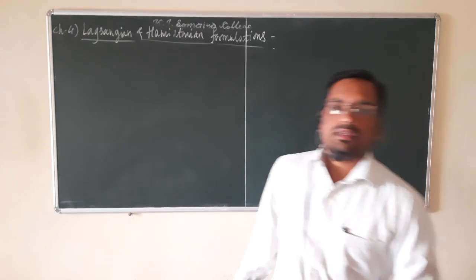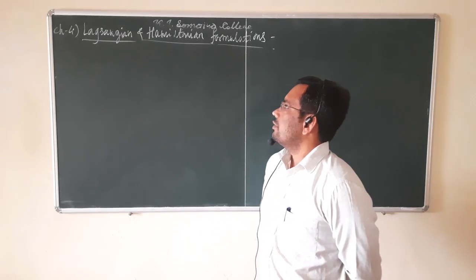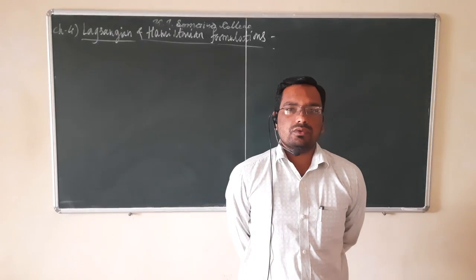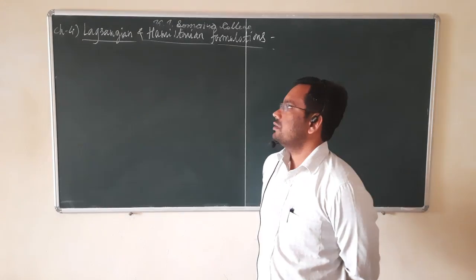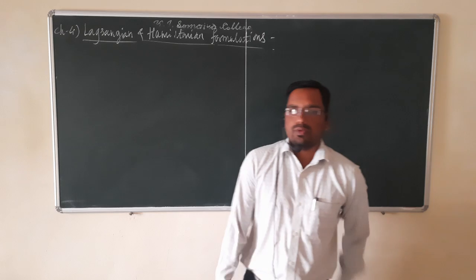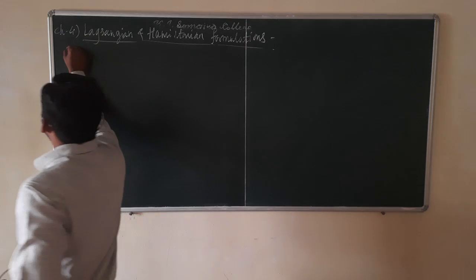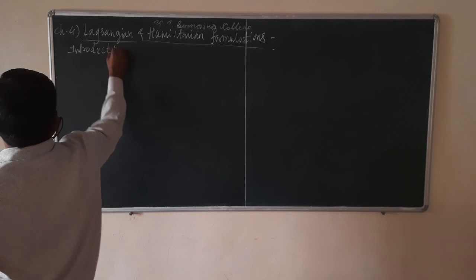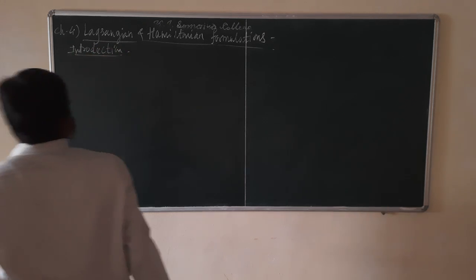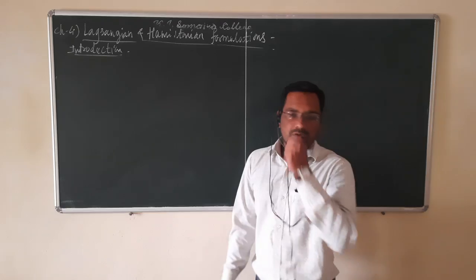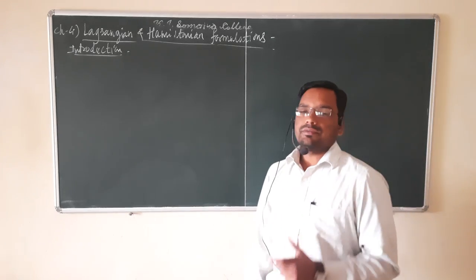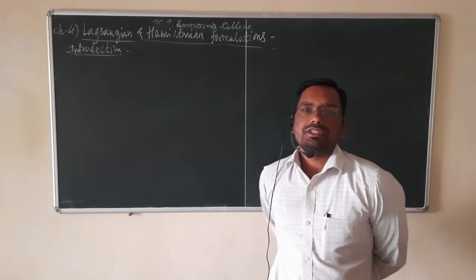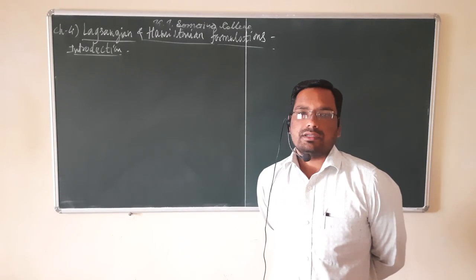Today we are starting chapter number 4, which is Lagrangian and Hamiltonian formulation. This is a comparatively new chapter with new concepts. First of all, we are going to see the introduction of this chapter. Here we are dealing with formulations which are parallel to Newtonian mechanics.